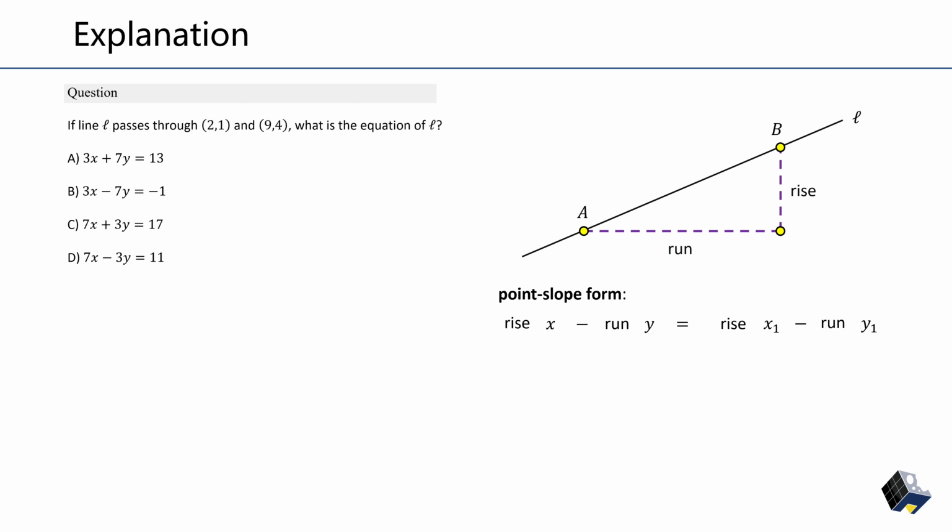Returning to our problem, we replace the points A and B with the coordinates 2, 1, and 9, 4. We get that the rise is 3 and the run is 7. Now, we can directly put rise and run next to x and y.